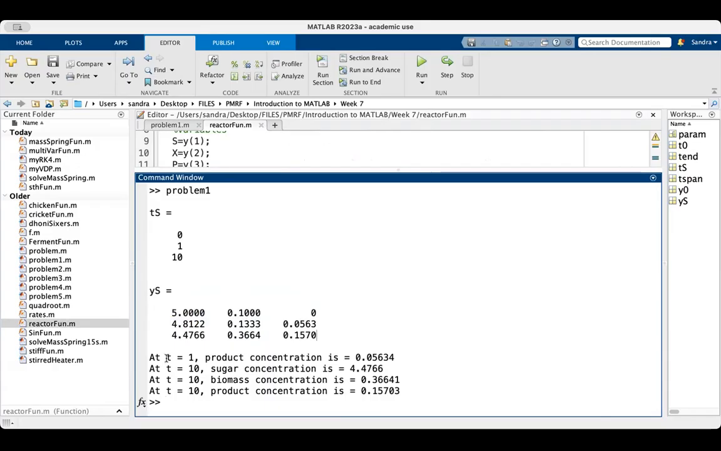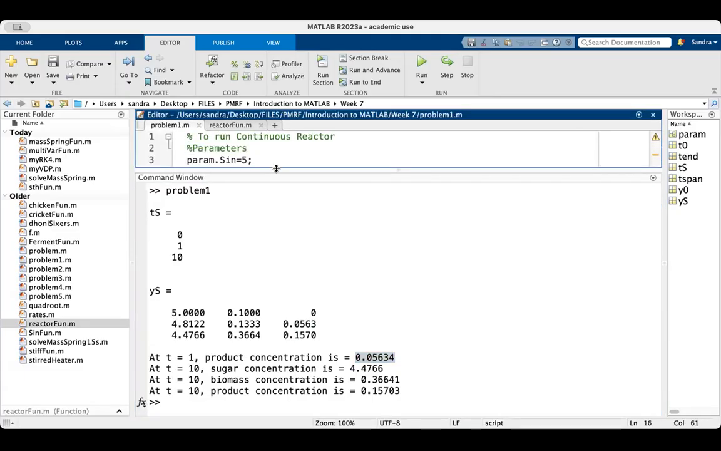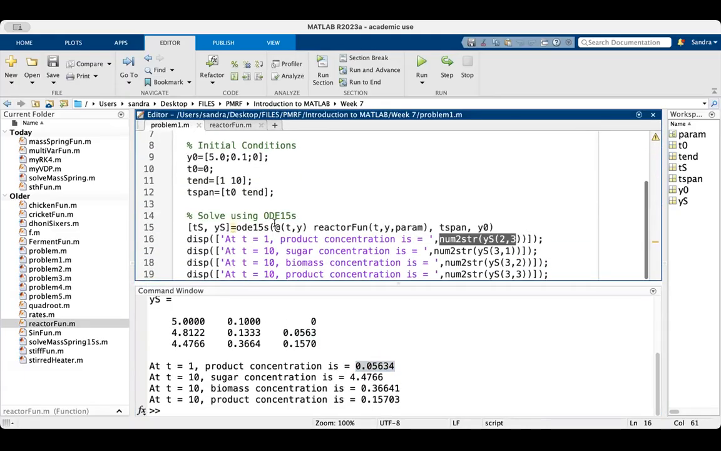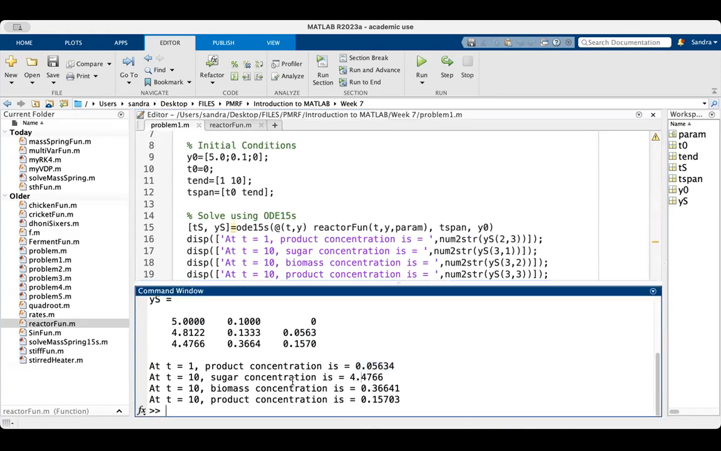So if I want to extract at t equal to 1, what is the product concentration? Product is my last entry, so product is my last column. In the last column, I take the middle value, that is this one, last column, second row. So that is 0.0563. Likewise, you have to extract the particular indexes. The first index was second row, third column. Likewise, you can extract the index and you will be getting the particular answers given in the question.